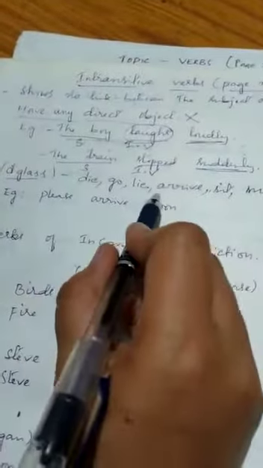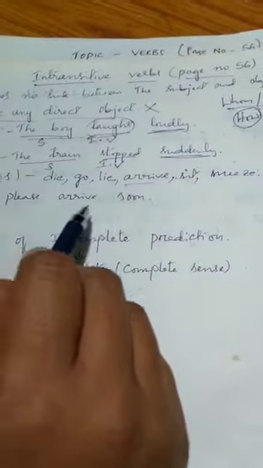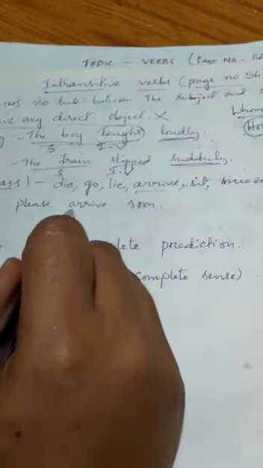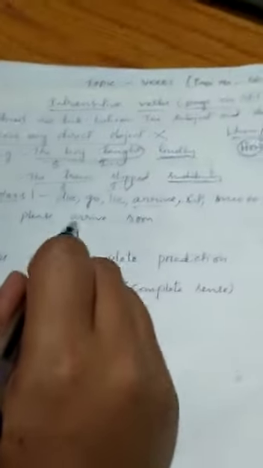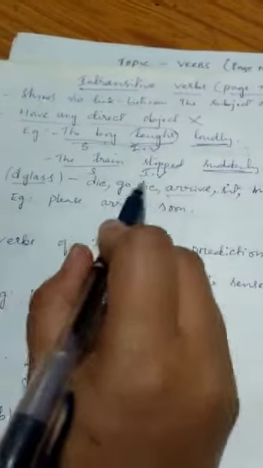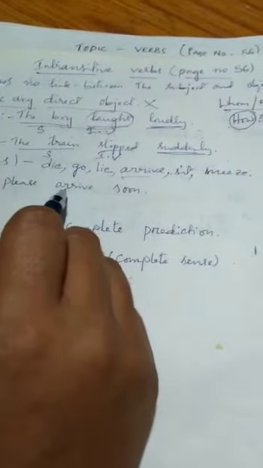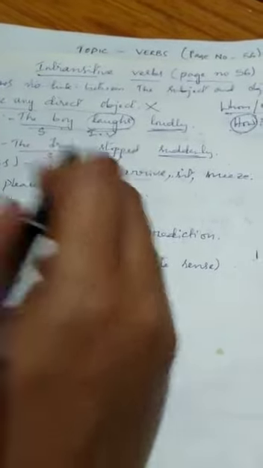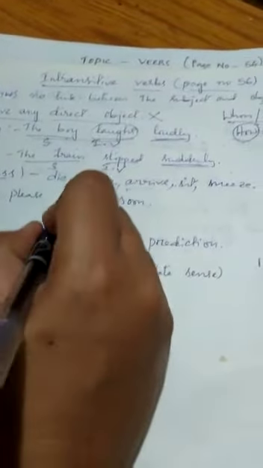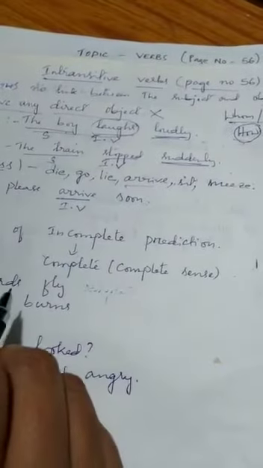For example, if I use the word arrive, please arrive soon. Then here we come to know that arrive is an intransitive verb. There is no object that comes after it. Yes or no? Is there any object? No, there is no object. So these words are intransitive, and intransitive verbs never use a direct object to make complete sense. They do not require a direct object to make complete sense. So here the word arrive is an intransitive verb. I hope this is clear with intransitive verb.